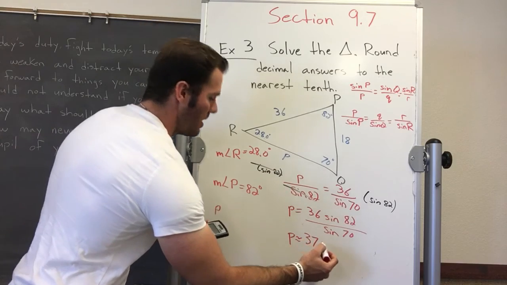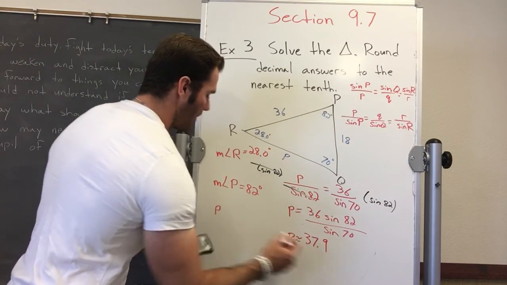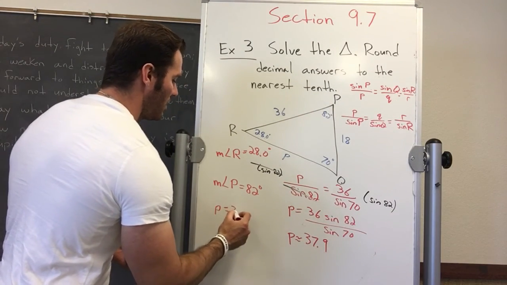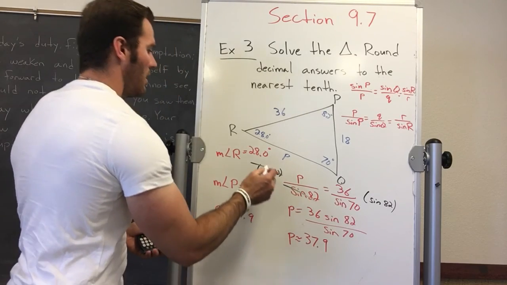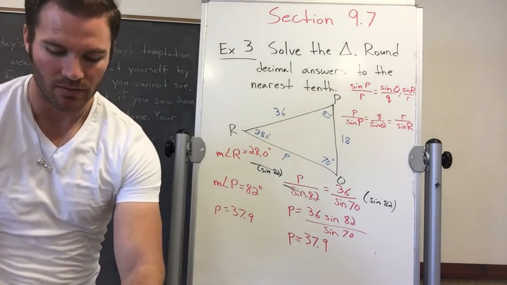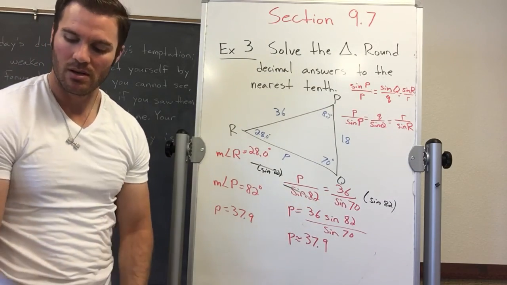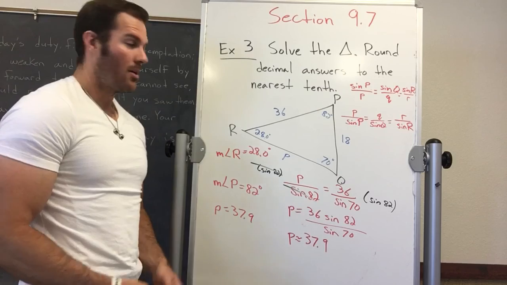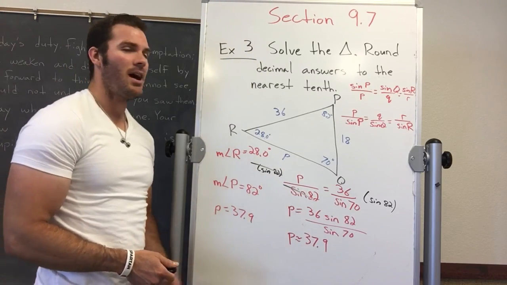37.934937, round to the nearest tenth, so 37.9. There's my three answers. I've solved all of the things of this triangle. And we're done with that question. All right, that's a lot.